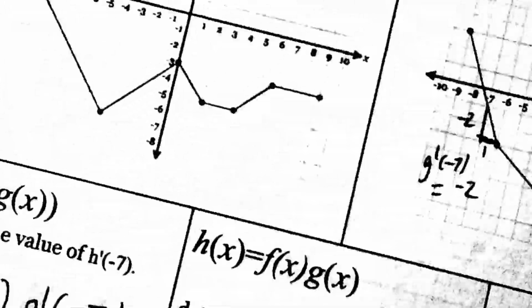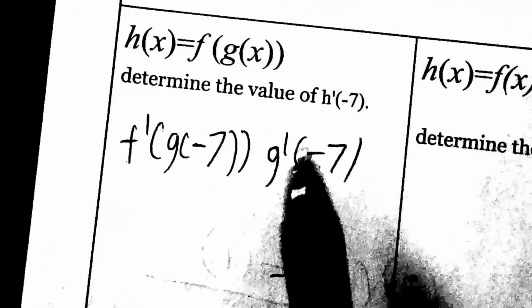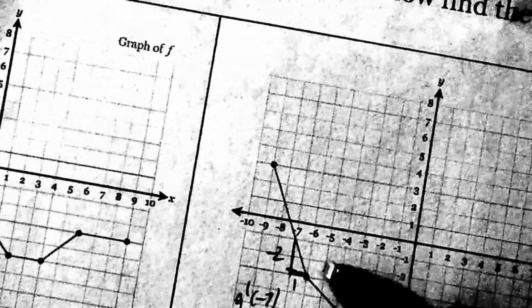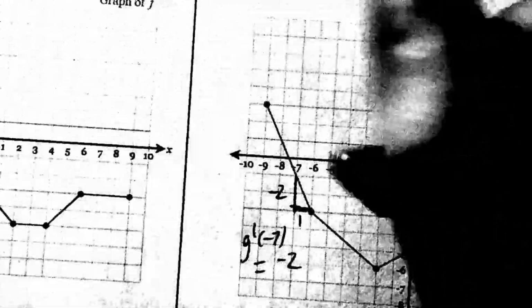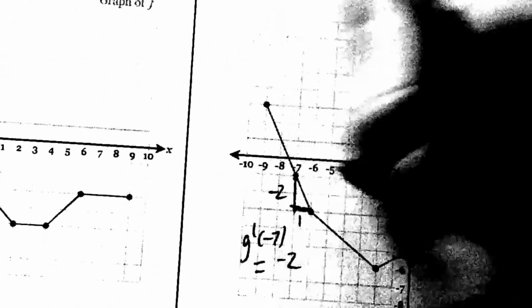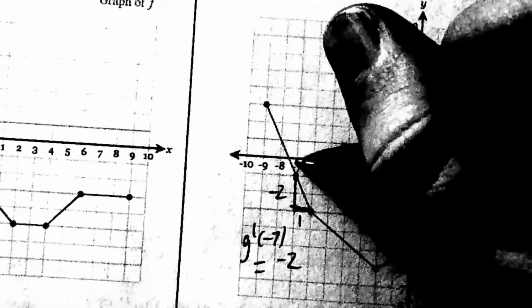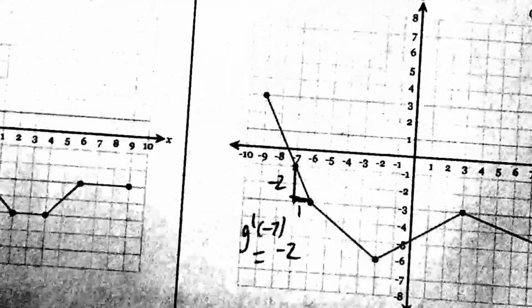Well, like the other one, we have to find what g of negative 7 is and then plug that into f prime. It's the same thing. So what's g of negative 7? g of negative 7 means the output of g at negative 7. You see here, g of negative 7 is negative 1. When I plug in negative 7, I'm at negative 1. So this is the derivative of f at negative 1.